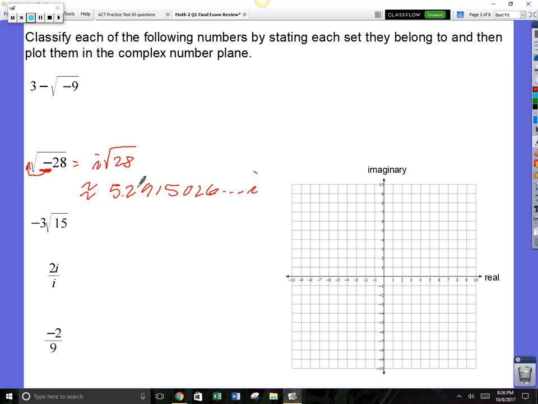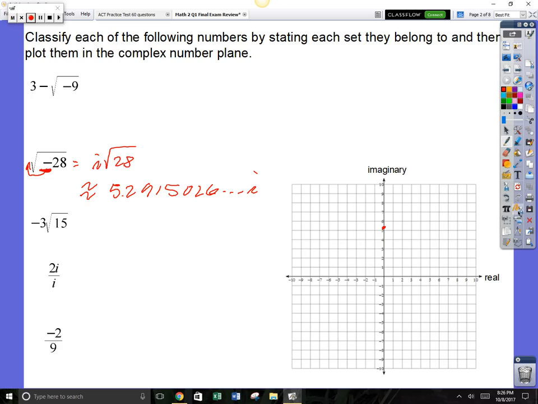So this is purely imaginary. There's no real part with it. This is a straight up imaginary number, and it's like 5 1/4. So I'm going to go up 1, 2, 3, 4, 5, a little bit past 5. That is where you can find that number.